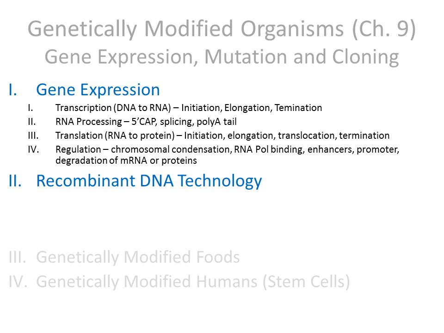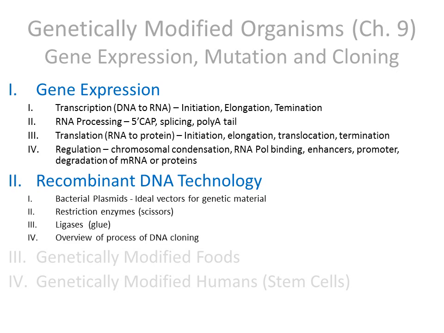We continue on in Chapter 9, Genetically Modified Organisms. We've already covered the topic of gene expression, and now we're going to cover the topic of recombinant DNA technology. In this discussion, we are going to highlight bacterial plasmids and how these are ideal vectors for the transfer of genetic material. Also, to talk about restriction enzymes, ligases, and lastly, we'll discuss an overview of the entire cloning process.